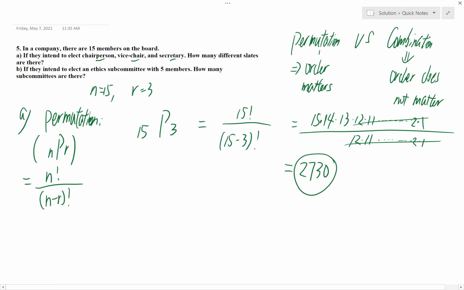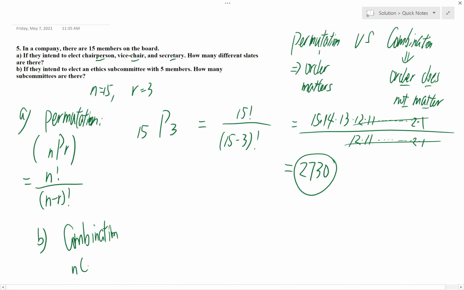Okay. I'm going to show you how to do this in Excel really quickly in a bit. And here the order matters for permutation. For Part B, they intend to elect an ethics subcommittee with 5 members, and everybody has the same title, committee member. So that means order does not matter. We do not rearrange those 5 members. I have to pick from the 15 total members. So here definitely is a combination.